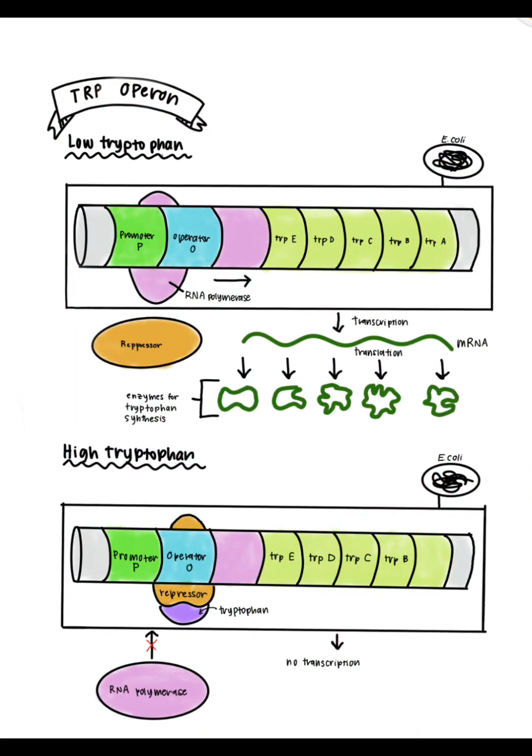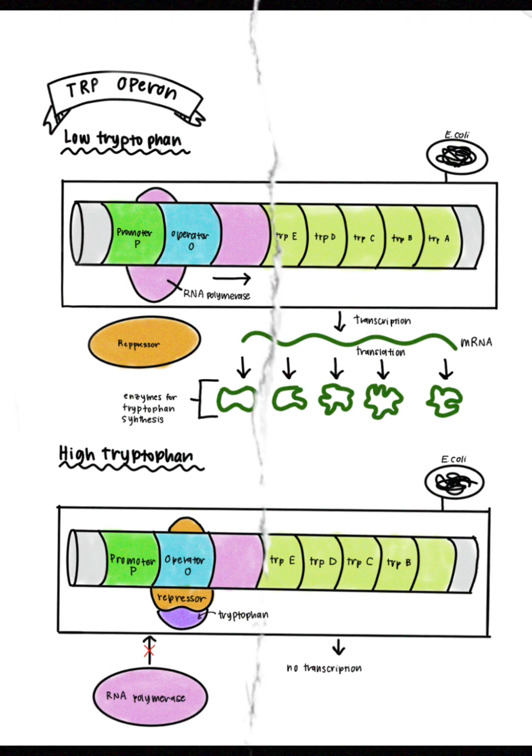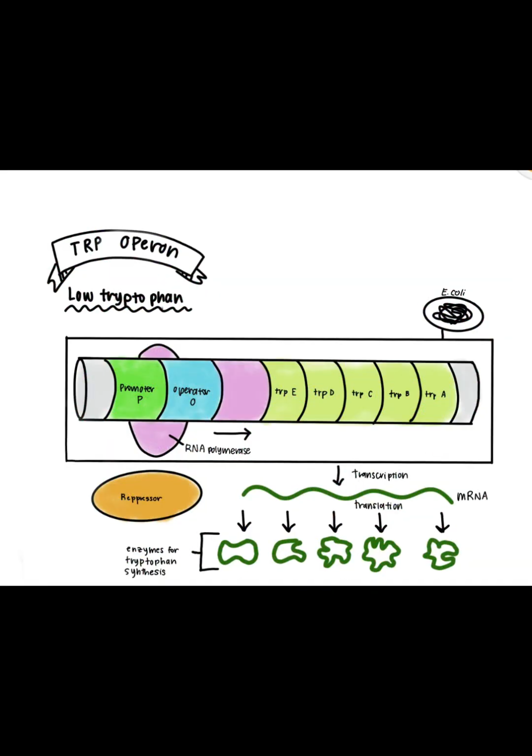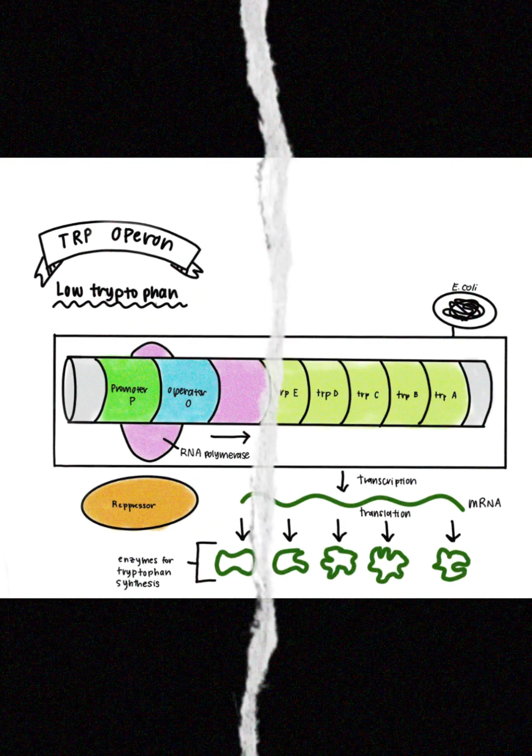Now let's take a look at the trp operon, which controls tryptophan production. Unlike the lac operon, this one's usually on because bacteria constantly need tryptophan to build proteins. In the absence of tryptophan, the repressor protein is inactive. RNA polymerase binds to the promoter and transcription proceeds. This produces enzymes that synthesize tryptophan.